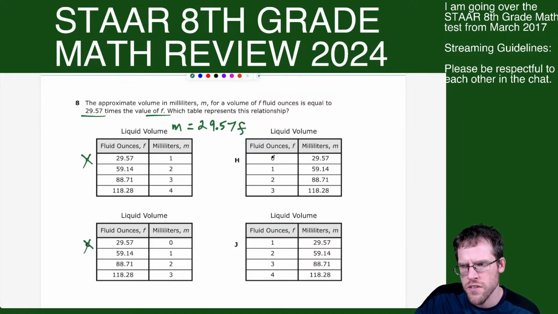And then if I look here, the battle between these two, all right, the problem here is that if f is 0, m should also be 0. Because if I multiply 29.57 times 0, I'm going to get 0. So this one's out. It has to be j. All right, so this would be it.